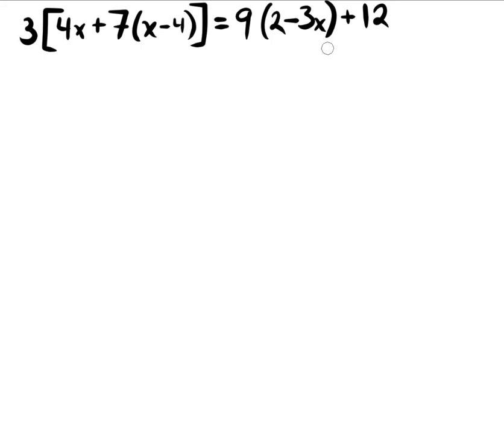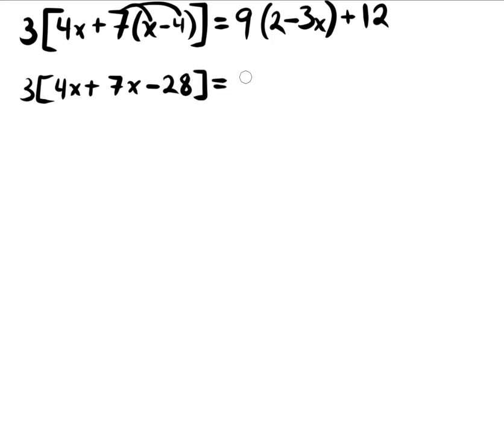The way that we do that is by actually trying the problem here. And what I have is this 9 times 2 minus 3x plus 12. And what I'm going to do is start with the innermost set of parentheses. I'm going to distribute this to the innermost set of parentheses first, right? So I have the 7 that I'm going to distribute to this x, and this is minus 4. So let me just rewrite a few things here. I have 3 times 4x plus, and here I'm going to do my distributing. So the 7 is going to be distributed to the x and to the negative 4. So I have plus 7x, and then 7 times a negative 4 is a minus 28, right?